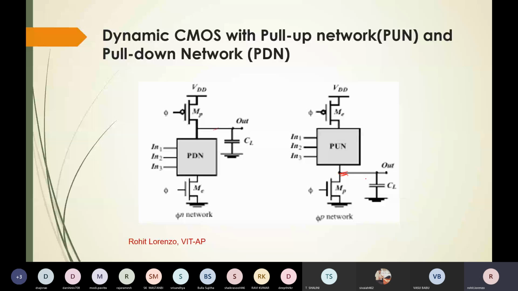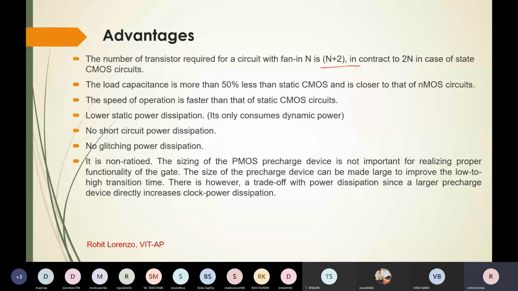In dynamic CMOS, the number of transistors required in the circuit is N plus 2. The 2 is for one pre-charge and one evaluation transistor, and N is the number of inputs. In static CMOS it is 2N. The load capacitance is more than 50% less than static and is closer to NMOS. So load capacitance is overall reduced.